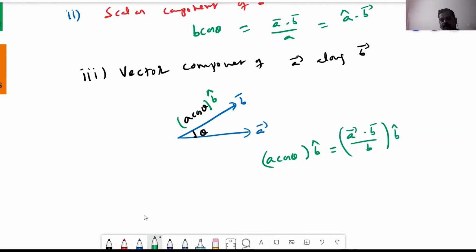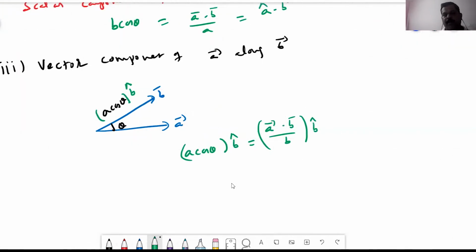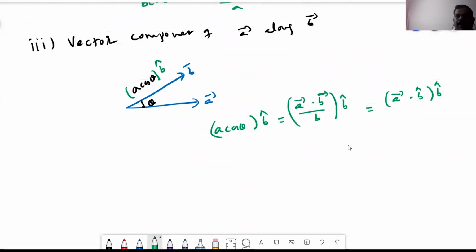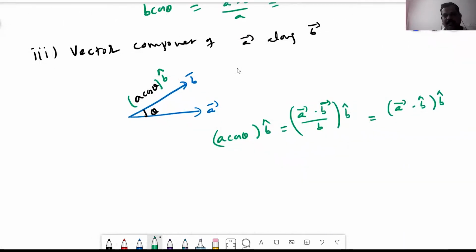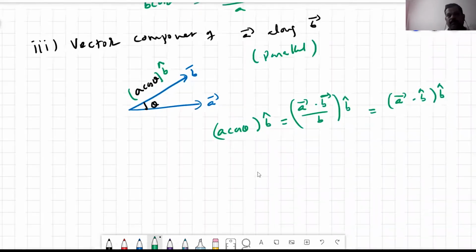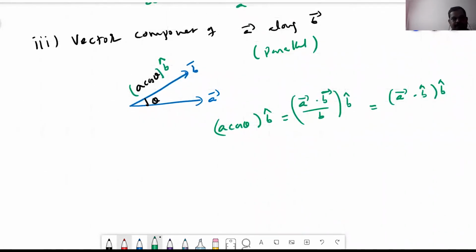This is very important. Now if you look at this, A bar dot B bar by B is a number. Since it is multiplied with the vector, it becomes a vector. So this otherwise can be written as A bar dot B cap times B cap. So this is the vector component of A bar along B bar, or we can say parallel to B bar. That's another way of saying it. Along is the same as parallel.